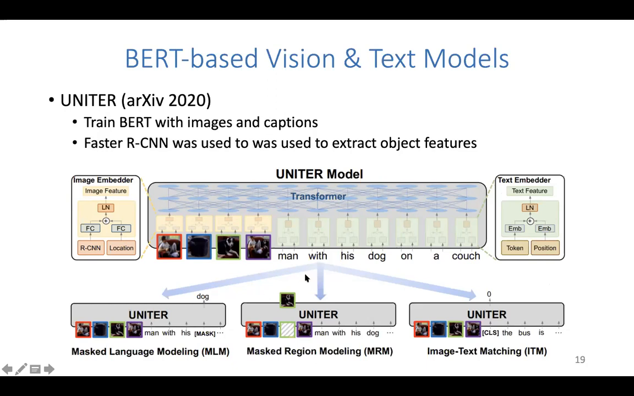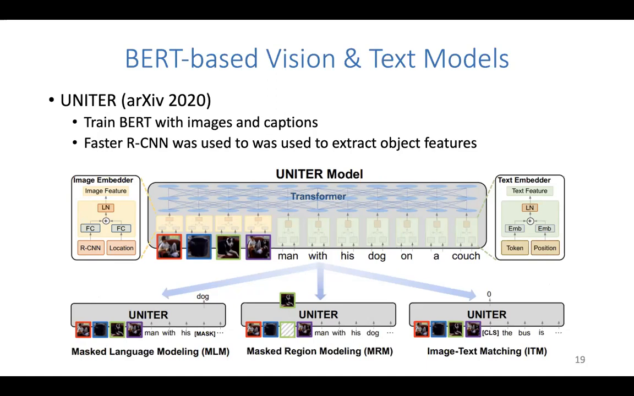And then they do three different types of pre-training tasks. Obviously one is masked language modeling. Here they only do masked language modeling for the text part, and then they do masked region modeling for the image part. Here, I'm not sure what they exactly do. They probably use the object feature extractor from the original image.